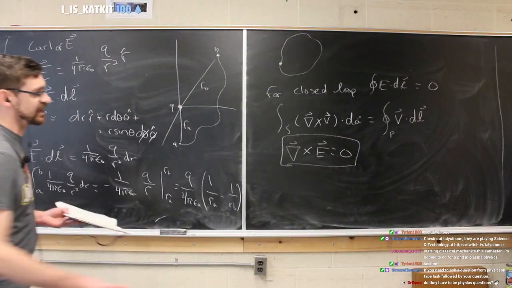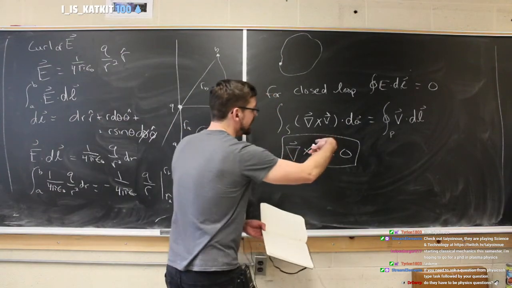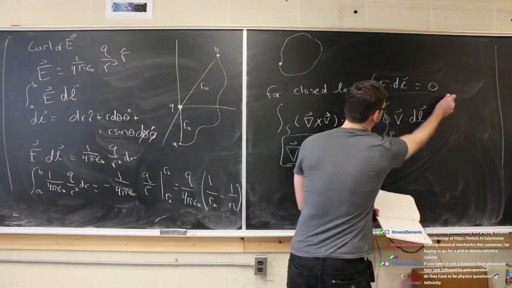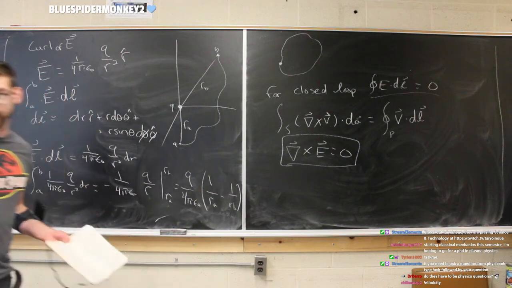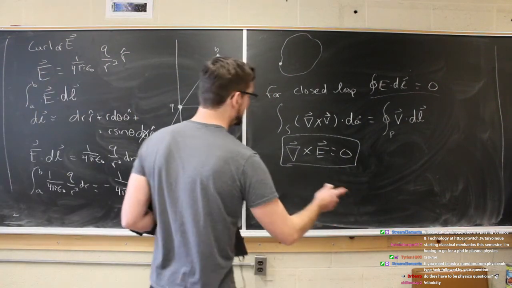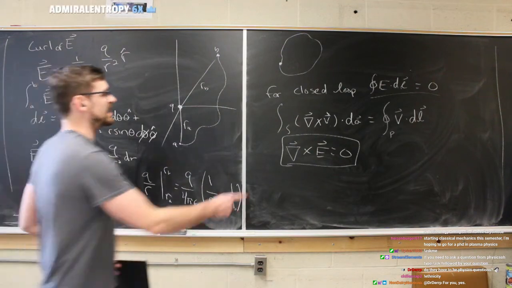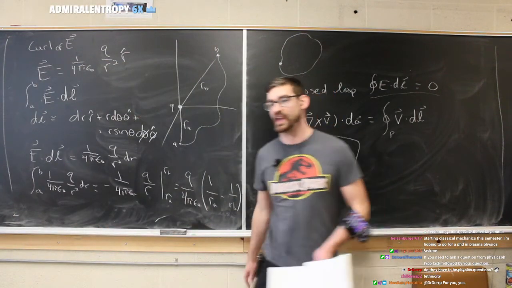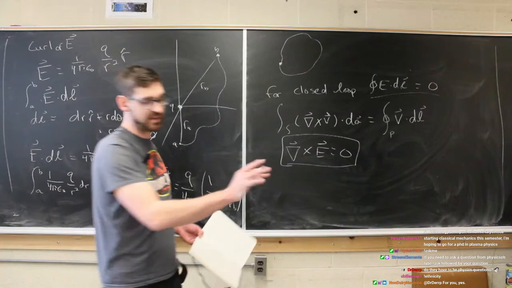But let's talk about this curl. This curl is very interesting, right? This saying that this line integral equals 0 is different, and this is where the variational method would come into play if you're really strong with variational method or calculus of variations. Is it saying that it doesn't matter what path you take?